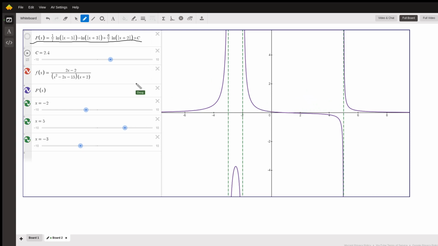I disabled the graph of f of x. But the idea is that if you take the derivative of big F of x, you get little f of x, which is the function that we started with. And that's what this graph is right here. But I also have graphed f prime of x, the derivative. These two should be identical. And you could visit the graph and disable these one at a time, and you'll see that the graphs overlap. Okay, so there you go. That kind of proves that that's the answer.